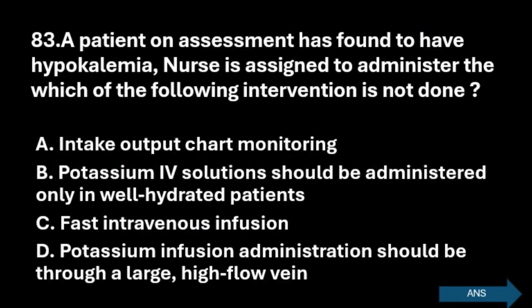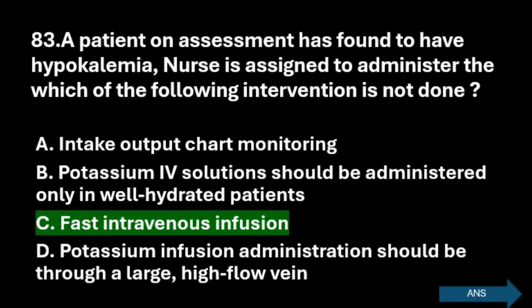Next question. A patient on assessment has been found to have hypokalemia. The nurse is assigned to administer care. Which of the following interventions is not done? So among the interventions given, which one option is not appropriate? Option A, intake output chart monitoring. Option B, potassium IV solutions should be administered only in well hydrated patients. Option C, fast intravenous infusion. Option D, potassium infusion administration should be through a large high flow vein. The right answer here is fast intravenous infusion. That is not advisable, not done.